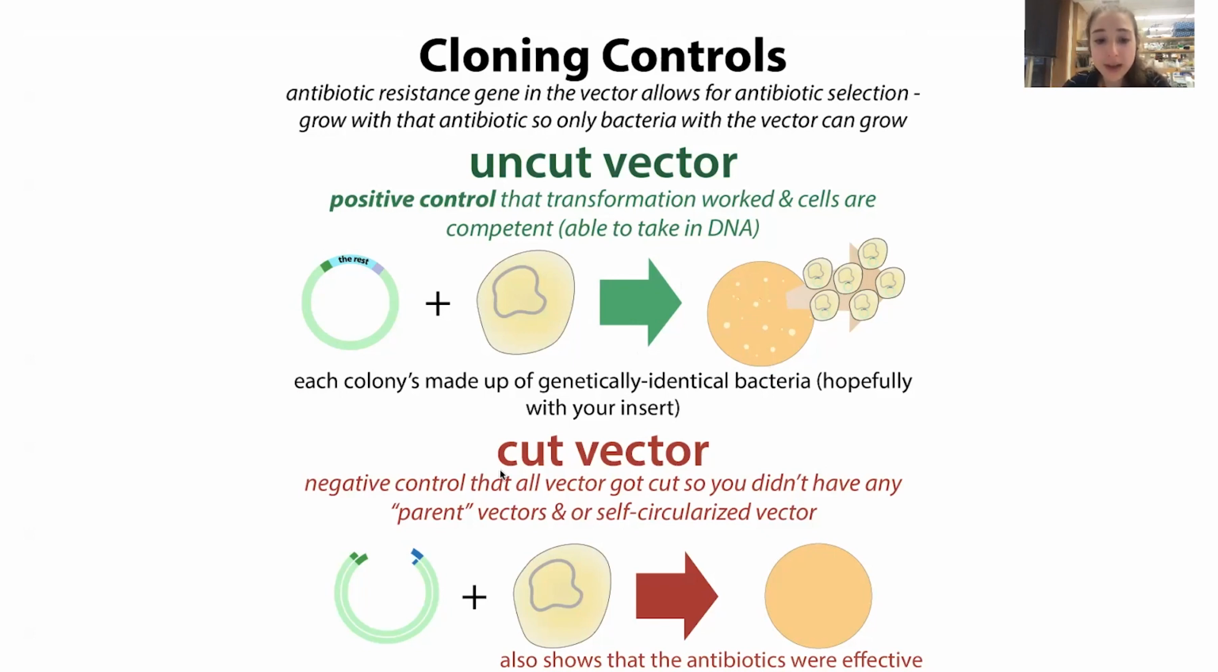And then you want a cut vector that's going to serve as a negative control. That's going to tell you that all the vector got cut, so you didn't have any parent vectors or self-circularized vectors. This is also going to show that your antibiotics were effective. And when you're doing that gel purification, it shows that you actually purified out the parent, and you're not just looking at that.